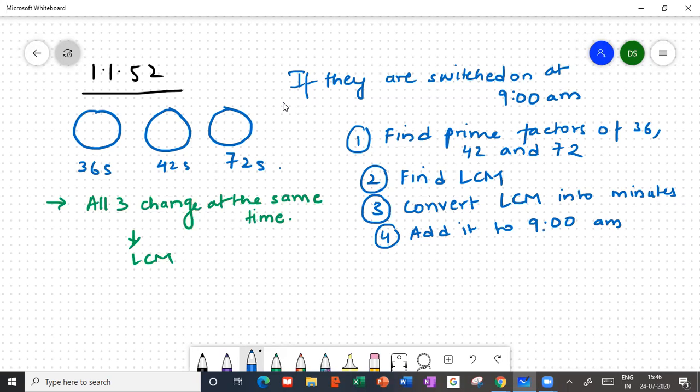You've got the LCM. This step I'm not doing; you should be familiar with it by now. So the LCM is nothing but this value, 504. Now you convert it into minutes. This is in seconds, obviously, because these three are in seconds, so this is also in seconds. So you convert it into minutes by dividing it by 60.